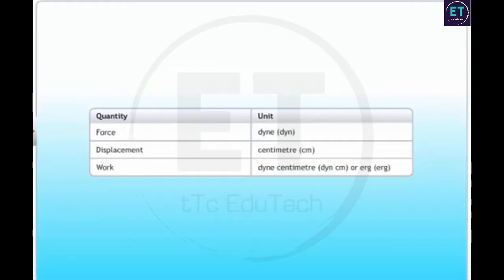In the CGS system, the unit of force is dyne, denoted by dyn, and the unit of displacement is centimeter, denoted by cm. Therefore, the CGS unit of work is dyne centimeter. 1 dyne centimeter is referred to as erg.